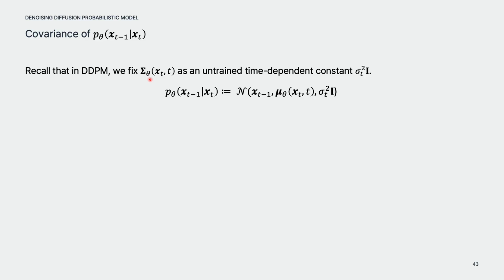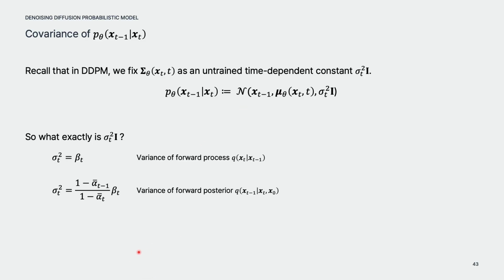And there's also another hyperparameter, sigma t, which is the variance of our model density, the reverse process. And the DDPM paper shows two candidates. The first is beta t, which is the variance of the forward process, q of xt given xt minus 1. And the second is beta t multiplied by this. And this is the variance of the forward posterior, q of xt minus 1 given xt and x0. And the original DDPM paper reports similar results for the above two.